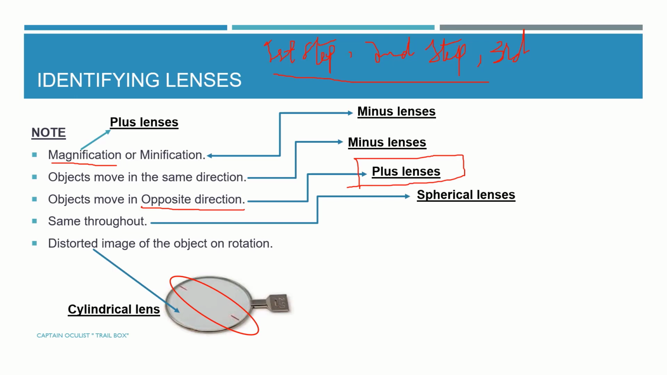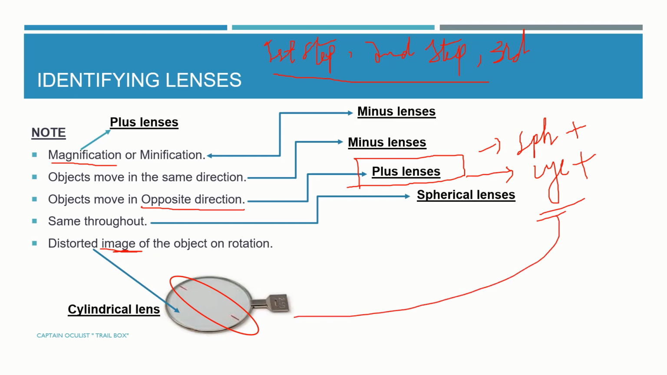If the image moves during both vertical and horizontal movement, with no distortion on rotation, that means it is plus spherical. But if the image moves only during one of the movements and there is distortion on rotation, that means it is a plus cylindrical lens, because cylindrical lenses have power in one axis and the axis perpendicular to it has zero power, as compared to spherical, which has power in both meridians.